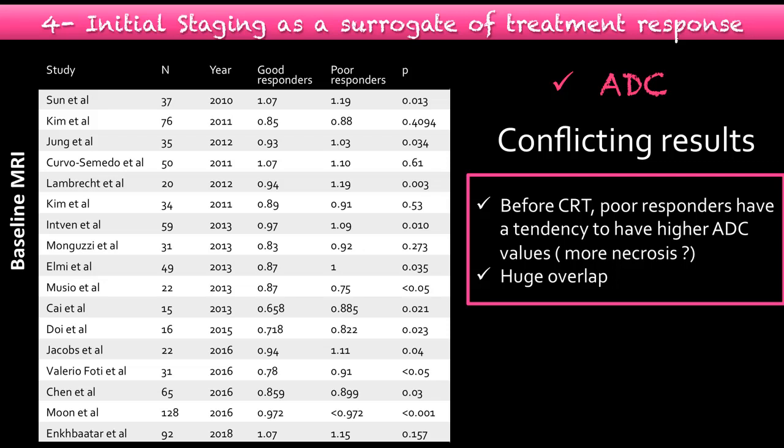The ADC has shown some conflicting results. There are now multiple studies about baseline ADC to predict response. Before chemoradiotherapy, poor responders have a tendency to have higher ADC, maybe related to necrosis, but there is huge overlap and we need further studies.